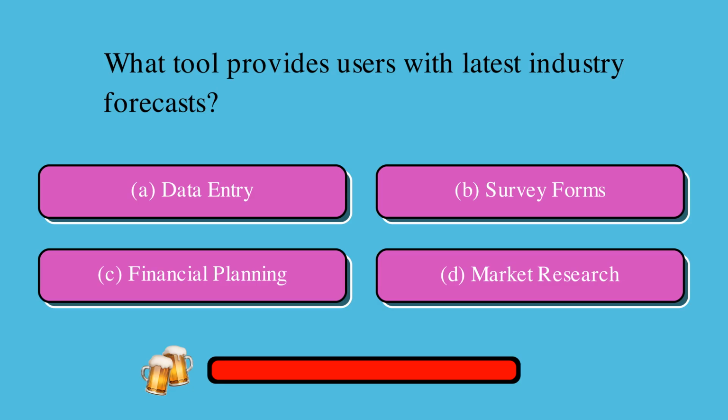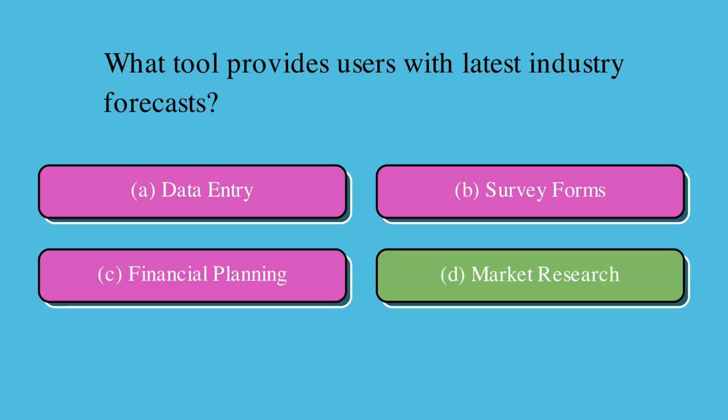What tool provides users with latest industry forecasts? Is it A, data entry, B, survey forms, C, financial planning, or D, market research? The correct answer is D, market research.